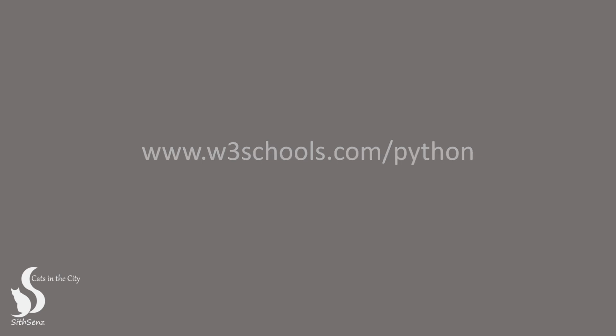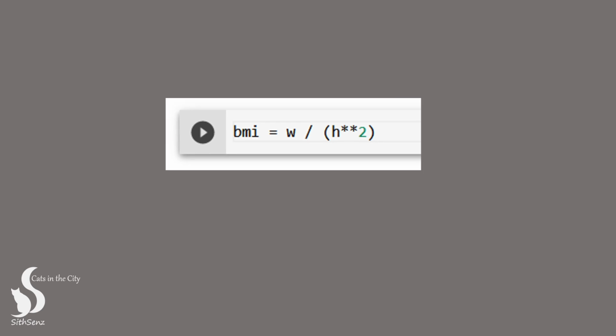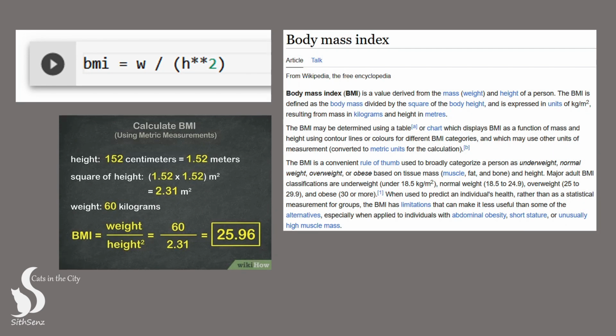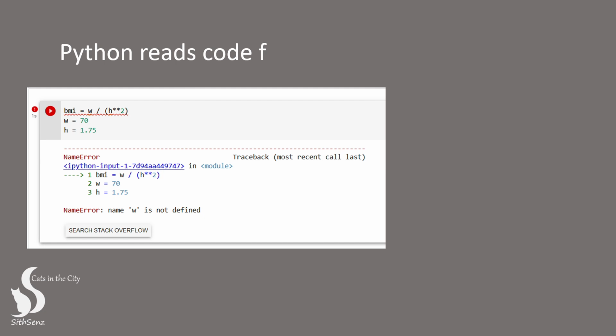See this? It's a bit of a jump, but do you know what my code is trying to do? BMI equals W divided by H squared. This is a BMI equation. BMI stands for body mass index, hence W stands for weight in kilograms and H is height in meters. So, if I put in my weight as 70 kilograms and height as 1.75 meters, and run the code, why am I getting an error? It's a name error saying W is not defined.